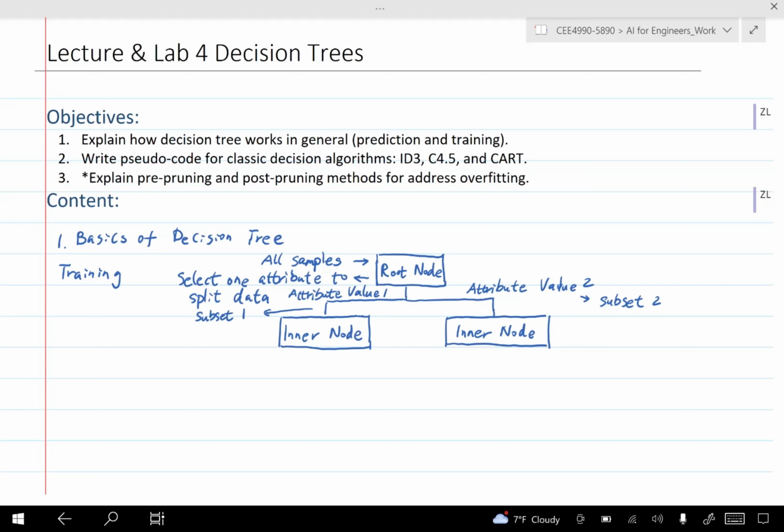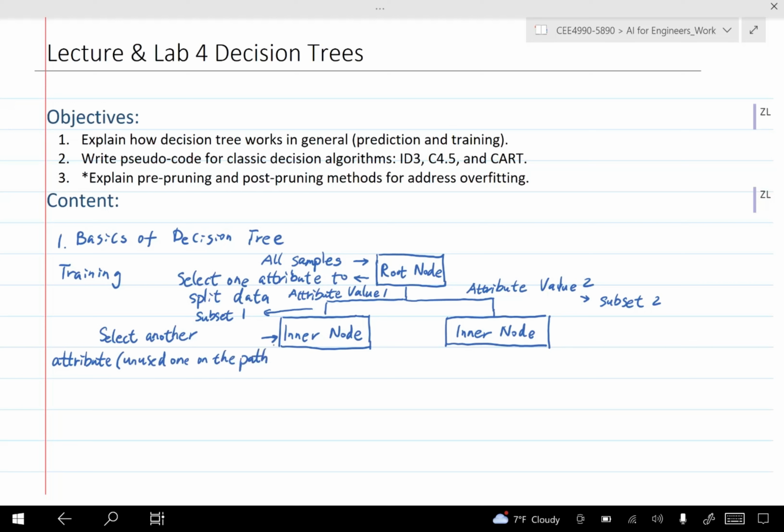Next, we will take a look at the two son nodes, or inner nodes, that we just generated, and do the same thing. For example, for inner node 1, the one on the left, we want to split the data set again, subset 1, further into another two subsets, or maybe more than two, depending on how many attribute values we have. And for this one, we will need to select another attribute. And for this attribute, it has one requirement. That is, it needs to be an unused one on the same path.